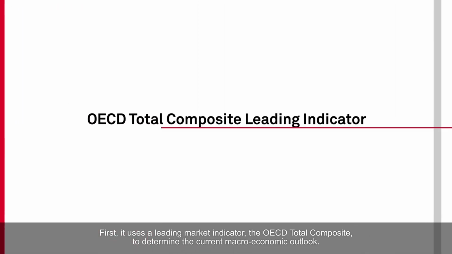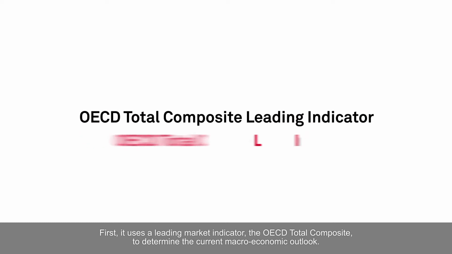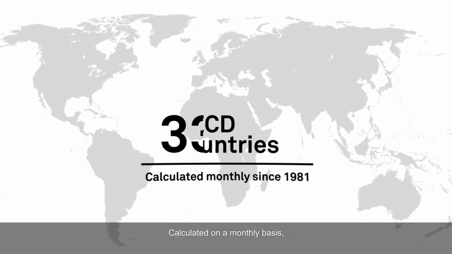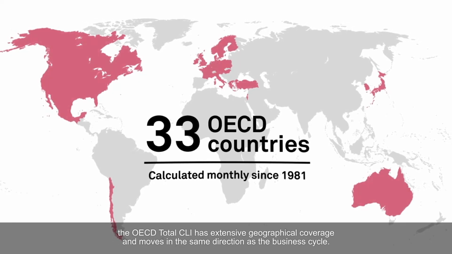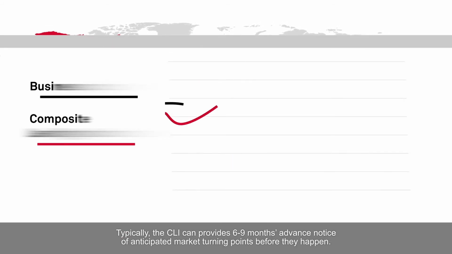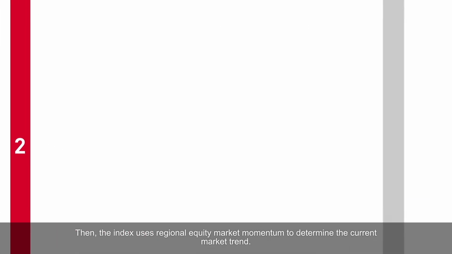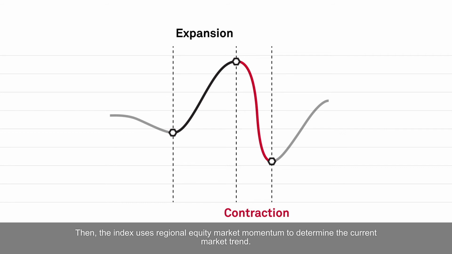First, it uses a leading market indicator, the OECD Total Composite Leading Indicator, to determine the current macroeconomic outlook. Calculated on a monthly basis, the OECD Total CLI has extensive geographical coverage and moves in the same direction as the business cycle. Typically, the CLI can provide 6 to 9 months advance notice of anticipated market turning points before they happen. Then, the index uses regional equity market momentum to determine the current market trend.